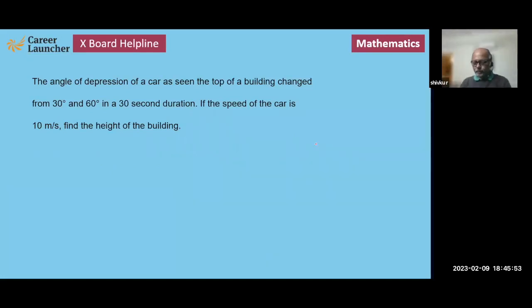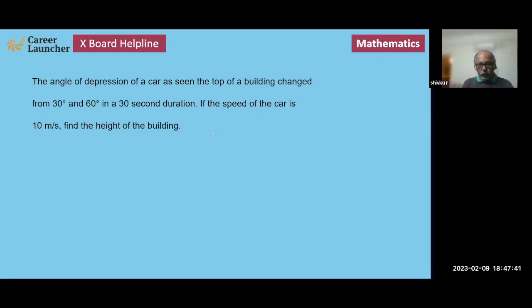Let's see. The angle of depression of a car as seen from the top of a building changed from 30 degrees to 60 degrees in a 30-second duration. If the speed of the car is 10 meters per second, find the height of the building.